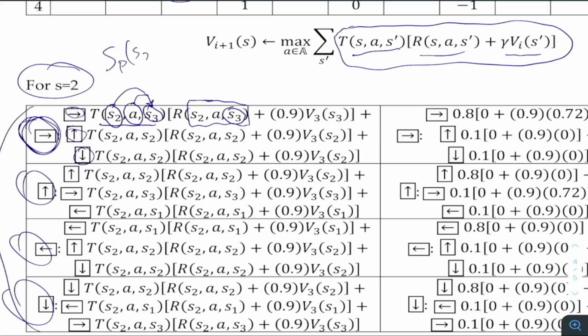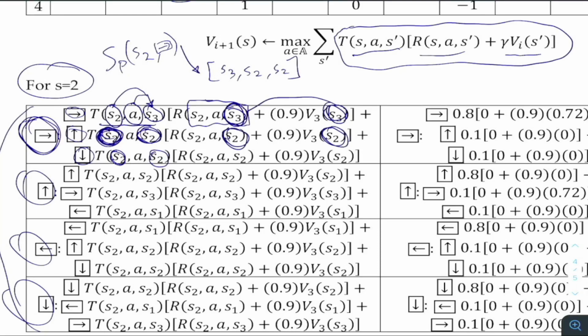S prime is 2, and for the right action, it is s3, s2, s2. And you wonder, how come s2 appeared 2 times? Because the up neighbor of state s2 is again s2, because it is located under a wall. And again, the down neighbor of state 2 is state 2. Why? Because there is a wall underneath state 2. So this is s prime and this is s prime. Those two terms might be the same.